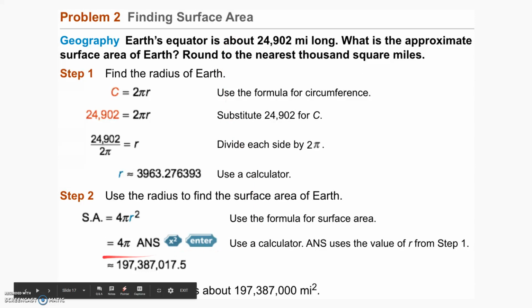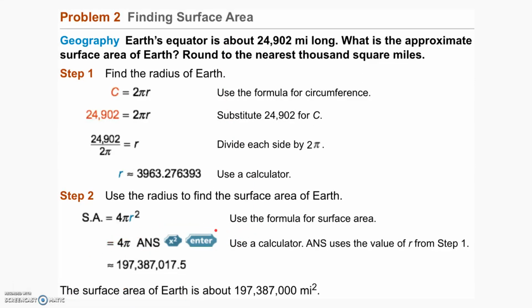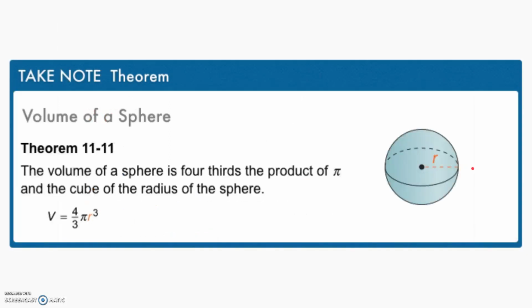By the way, I would mostly ignore this calculator command line. I think this is a different calculator than the ones we would use. So I would recommend you use this approach: square the r first, then multiply by pi, then multiply by 4. Okay, let's look at volume.